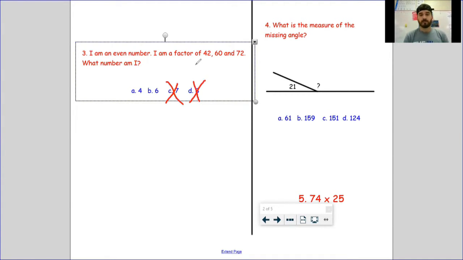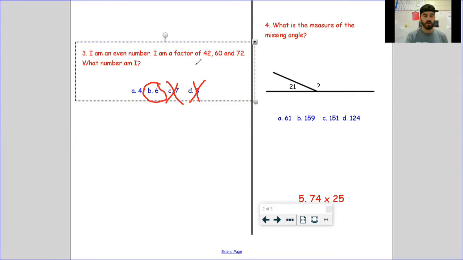All right, same deal with 6 or B. If you know your multiplication, you could look at 42 and say, hey, 6 times 7 gives me 42. Then you could look at 60 and say, hey, 6 times 10 gives me 60. And then you could look at 72 and say 6 times 12 gives me 72. If you know your facts, that's no problem at all. You've got your answer. If you don't know your facts, you have to do something.